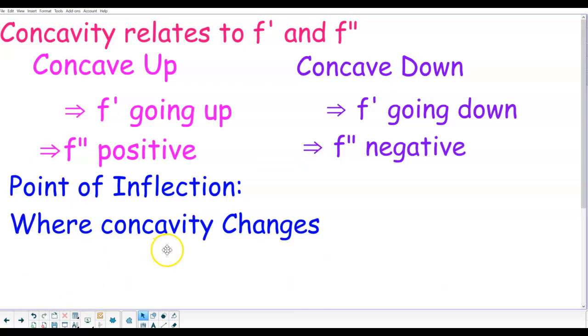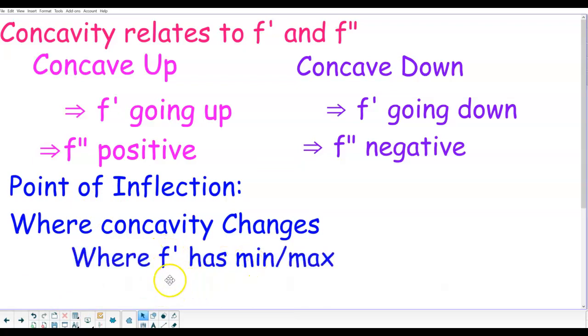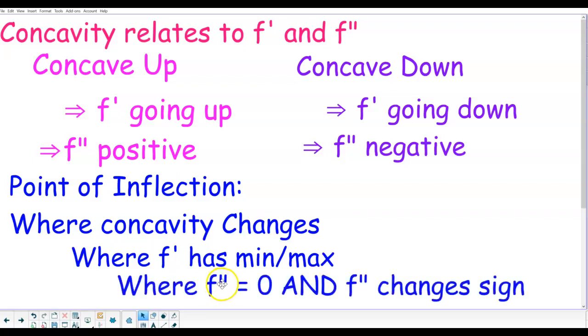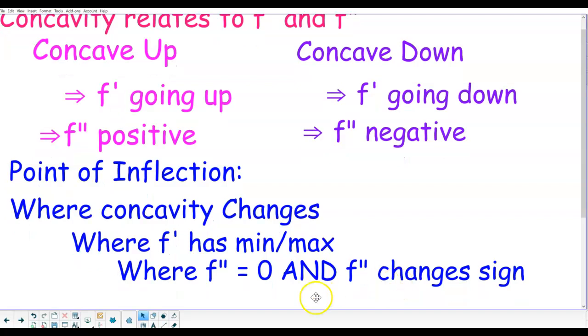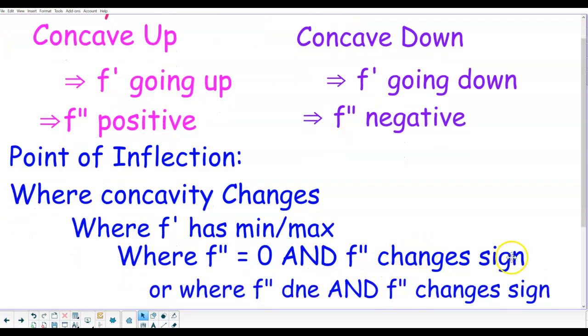Points of inflection occur where concavity changes. That's where f prime of x has a max or a min. That's where the second derivative is equal to 0 and has a sign change. So it has to change from positive to negative. Or, we didn't see this one on our graphs, but the second derivative could equal 0 or it could not exist, and there could be a sign change. We'll see that in upcoming units. Feel free to pause this video and write down anything that you need to here.